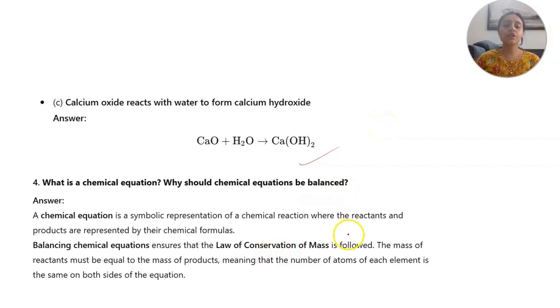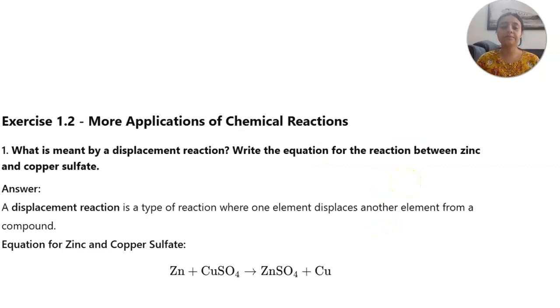What is a chemical equation and why should chemical equations be balanced? We already know a chemical equation is the equation in which we write down the reactants and product sides, with all the elements being balanced out. And why is there a need of balancing the chemical equation? In order to maintain the law of conservation of mass.